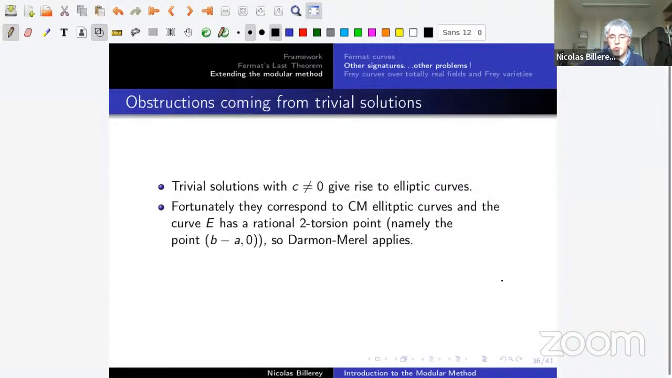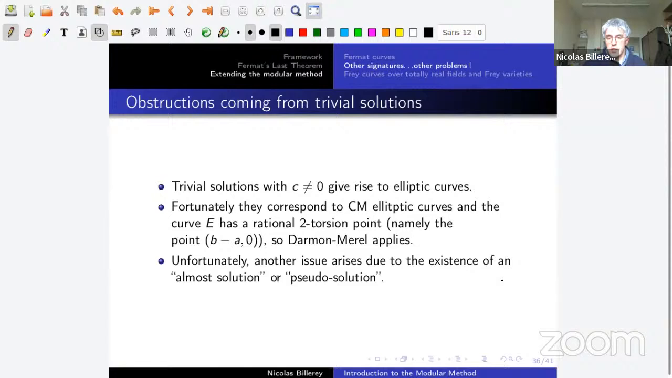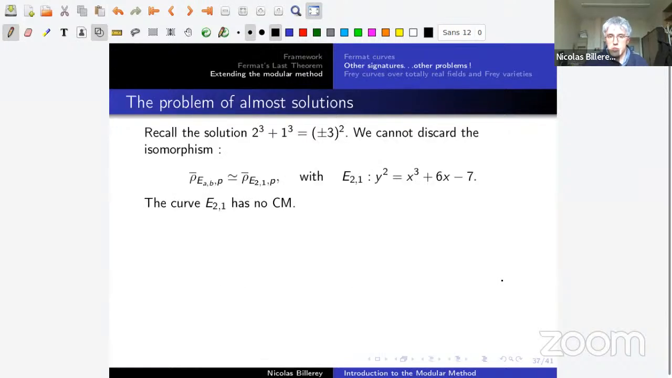So fortunately, because of these curves that arise from trivial solutions have CM, and the curve E has a rational two torsion point, then we can apply the techniques of Darmon and Merel and conclude in that case. But unfortunately, there is another issue that arises from the existence of almost solutions. And this is what I'm going to discuss here.